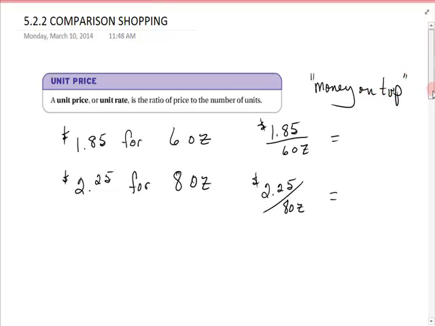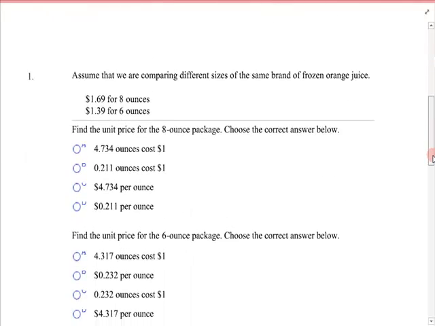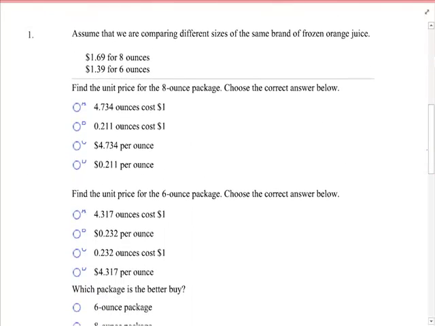All right, now let's look and see exactly what you're supposed to do. Here's a problem similar to the one that I was just talking about. Assume that we are comparing different sizes of the same brand of frozen orange juice. It costs $1.69 for 8 ounces or $1.39 for 6 ounces. The problem takes it in steps. Find the unit price for the 8-ounce package.